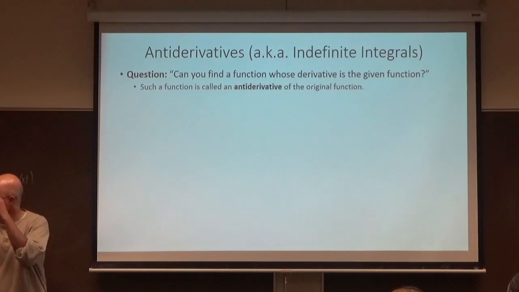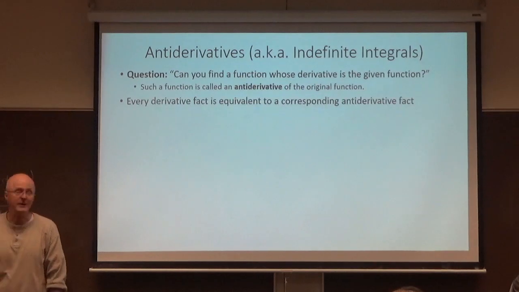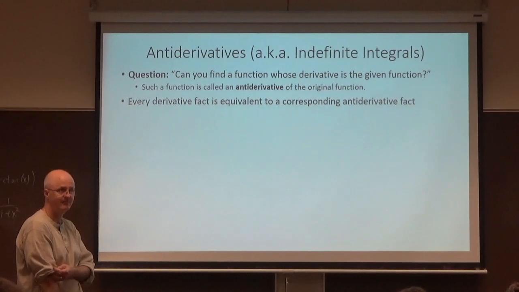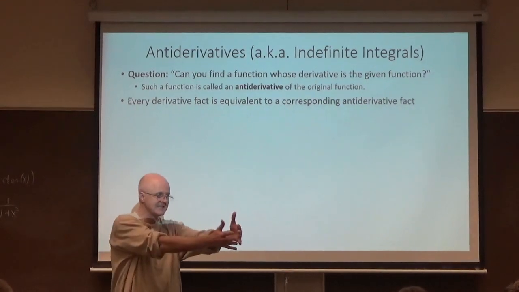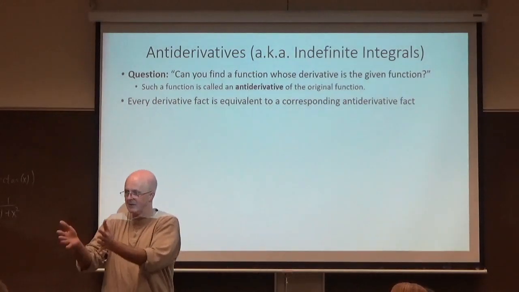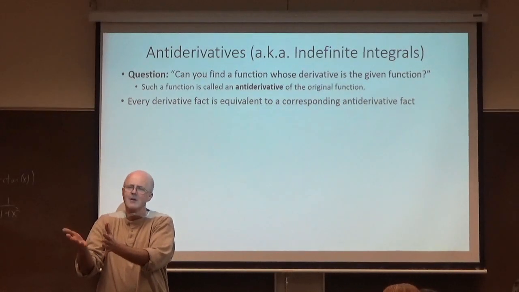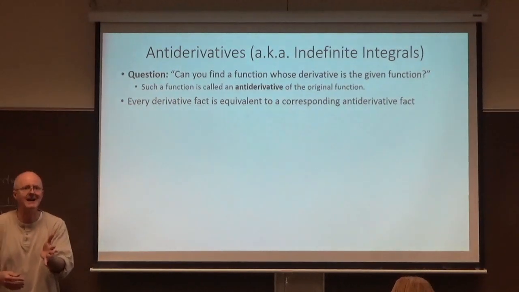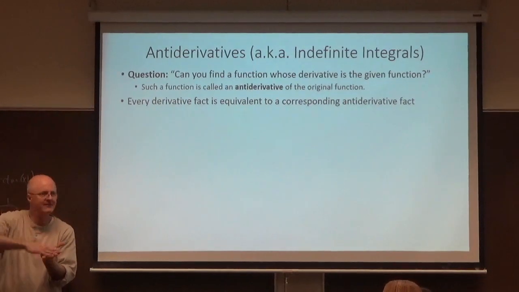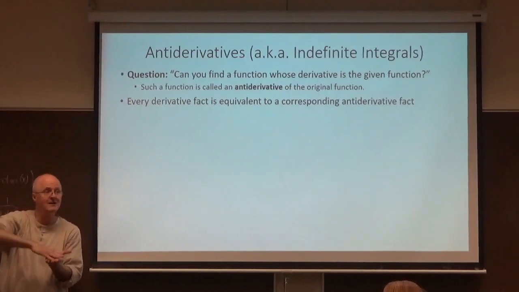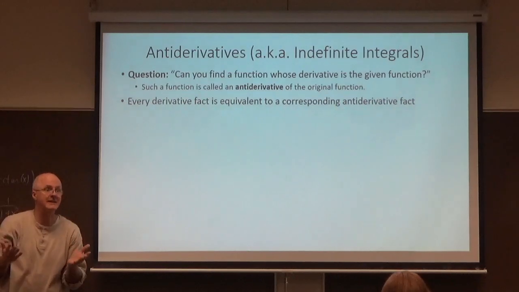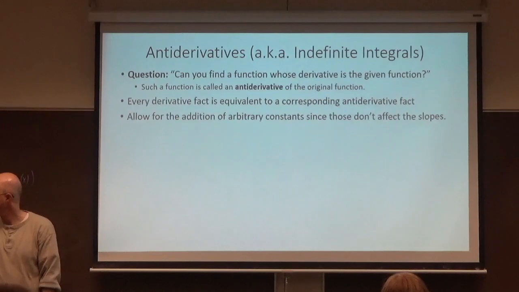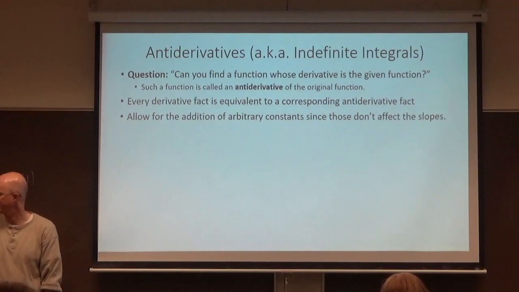Such a function is called an antiderivative. Every derivative fact is equivalent to a corresponding antiderivative fact. If the derivative of this function is this, then the antiderivative of that function is the original, possibly adding a constant. Because when you add a constant to a function, it just shifts the graph vertically. Vertical translation, it doesn't affect the slope of the graph. We allow for the addition of arbitrary constants since those don't affect the slopes.